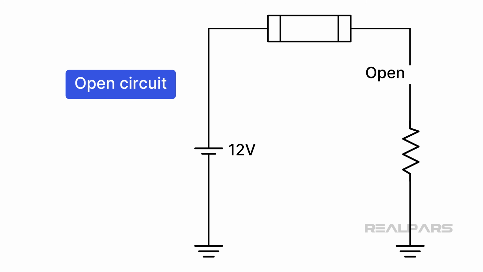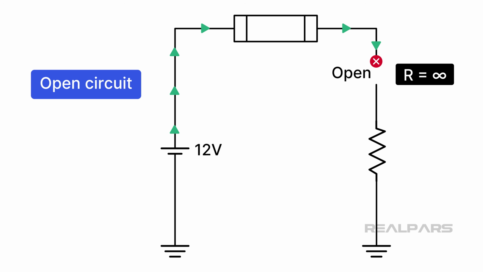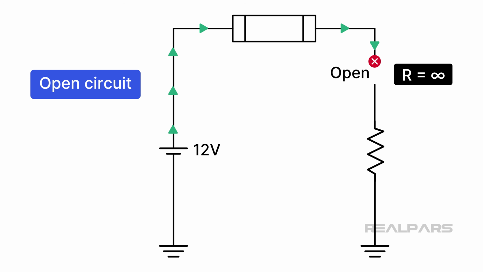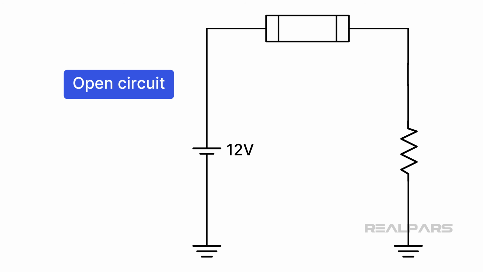Let's start with the open circuit. An open circuit interrupts the current path, preventing the flow of electrons. In other words, it stops all current flow. An open circuit exhibits extremely high resistance, effectively infinite. There are many causes of open circuits, but the most common are failed or burnt-out components.